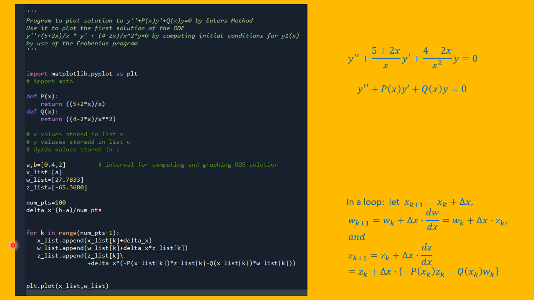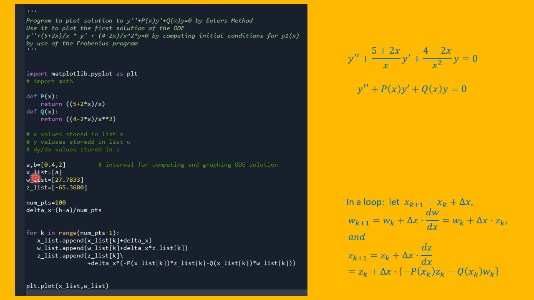So here is a Python program to implement Euler's method. Note here we define a function p of x to be 5 plus 2 times x over x, and that was the p of x in our differential equation. We define q of x over here to be the q of x that we have right here in our differential equation. And I'm going to plot the solution function y sub 1 on the interval starting at 0.4, ending at 2.